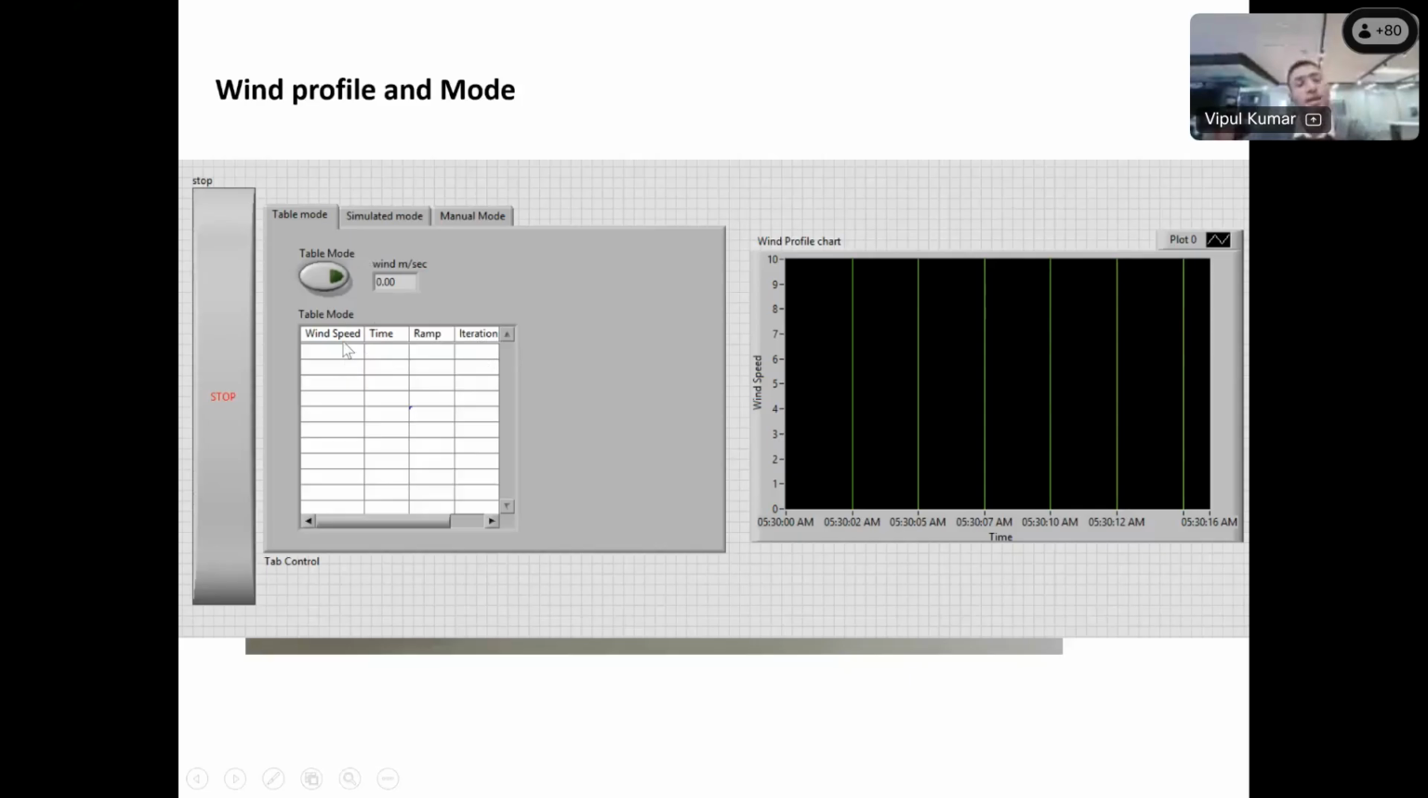So in table mode he can enter the wind speed data like 3 meter, 4 meter. Okay, he can enter 4 meter, then 10 meter, then 6 meter. So according to his requirement he can enter the wind speed in table mode, and he can see the chart on the right side when he enters the wind speed.